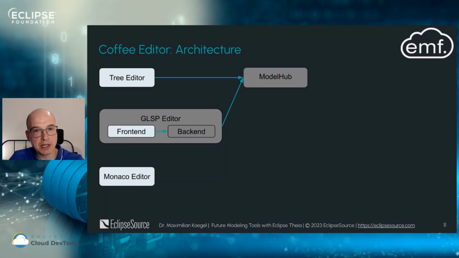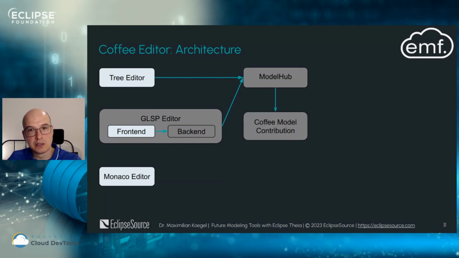Then we have the model hub, as we discussed, and unsurprisingly, the tree editor and the GLSP editor connect to the model hub. For some strange reason, the Monaco editor doesn't do that. We'll come back to that in a second. Then the model hub is using a coffee model contribution.